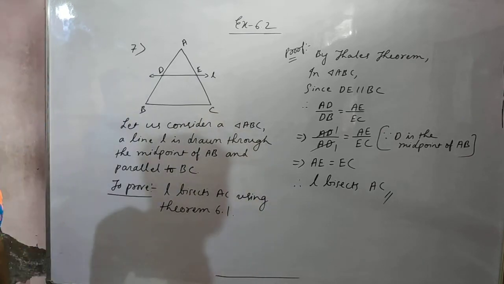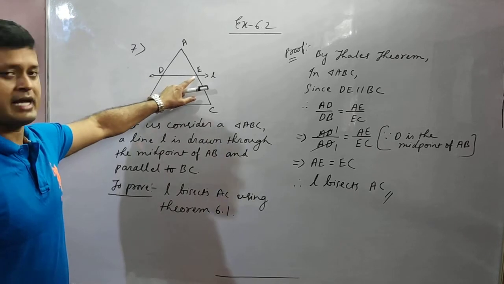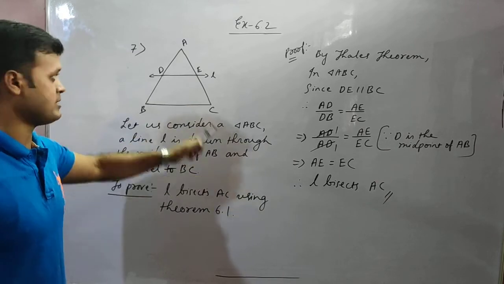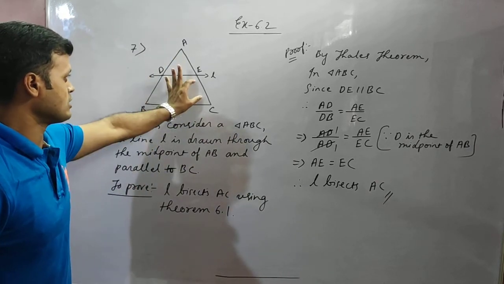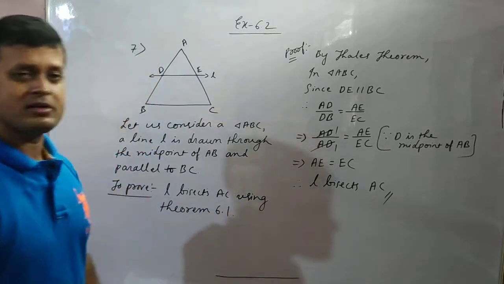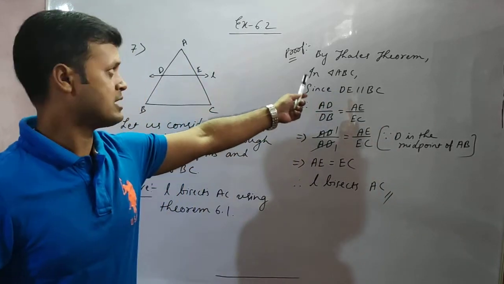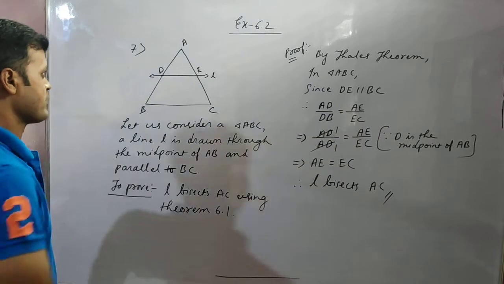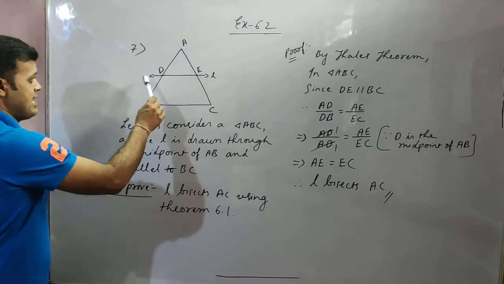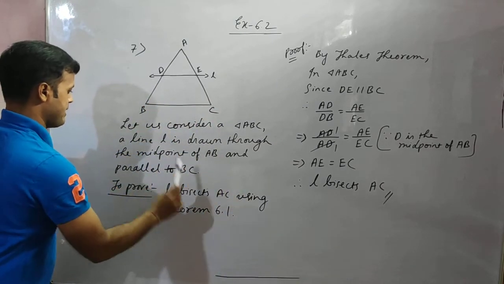Okay, using theorem 6.1 we need to prove that L bisects AC. If we can show that AE is equal to EC, then we can show that L bisects AC, isn't it? So let us prove that using theorem 6.1. So theorem 6.1 is what? Thales theorem. So by Thales theorem in triangle ABC, since L is parallel to BC, drawn to the midpoint of AB and parallel to BC.